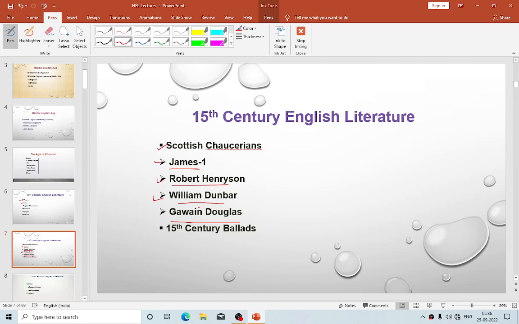So here, the language difficulty is even greater in the case of Gavin Douglas. So now we are talking about Gavin Douglas, who is one of the Scottish Chaucerians. His lifetime was 1475 to 1522, and he was the last one in this group titled Scottish Chaucerians.